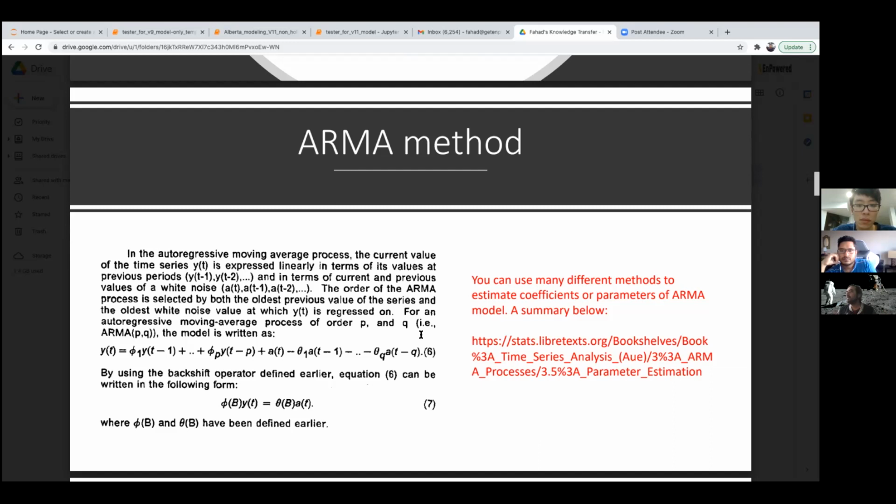One of the parameter estimation methods is called the Yule-Walker equation. It uses the training data to come up with a system of equations, and then you solve that system of equations using linear algebra methods, and that's how you come up with the values of the coefficients.